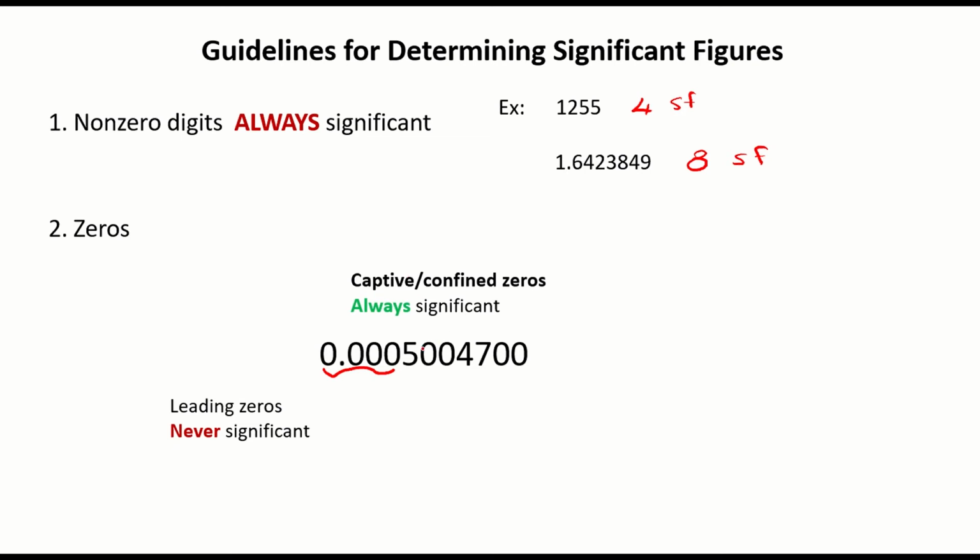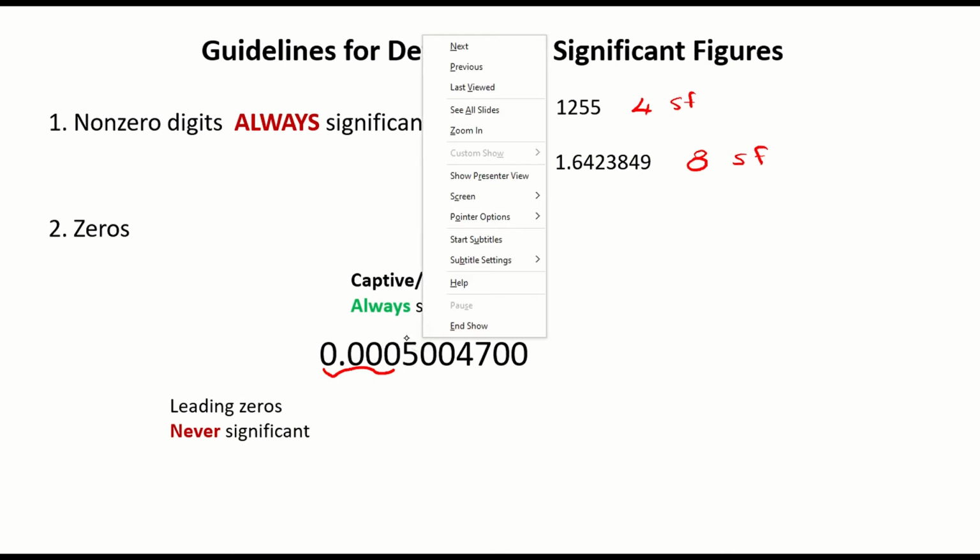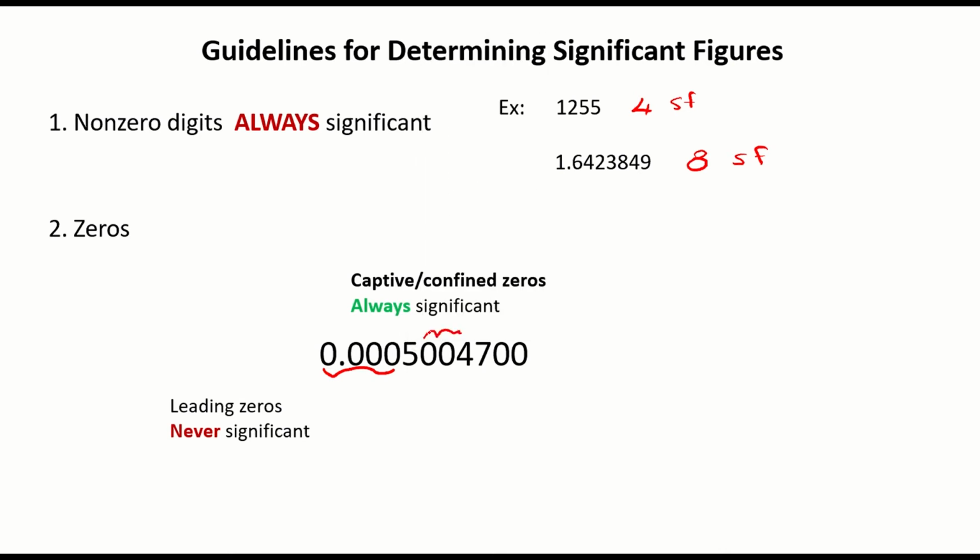Another type of zeros you find are what we call captive or confined zeros. They are the ones that are trapped in between two non-zero digits. They are always significant. And the third type of zeros are what we call trailing zeros. The trailing zeros are the ones you see after the last non-zero digit.